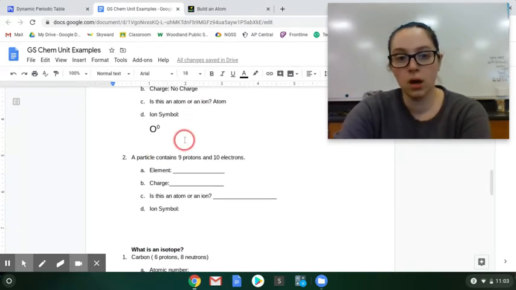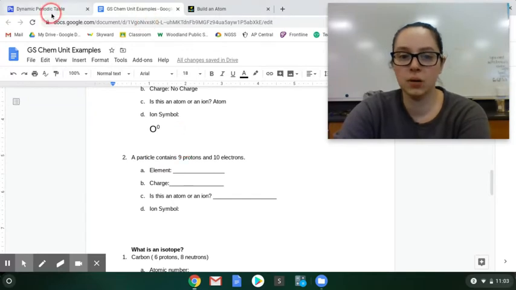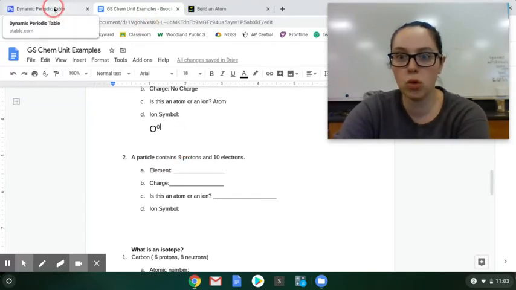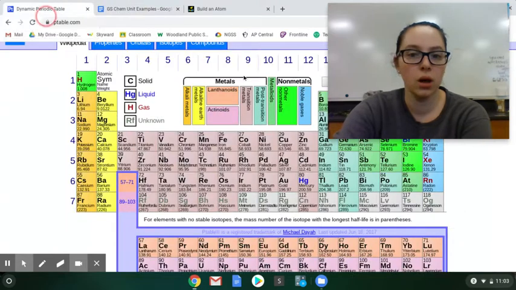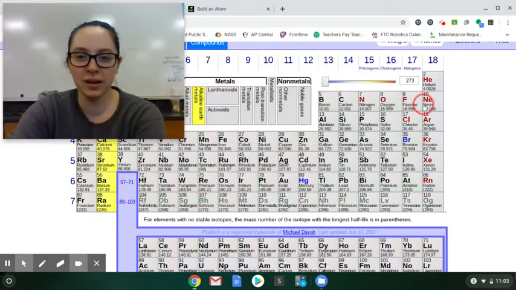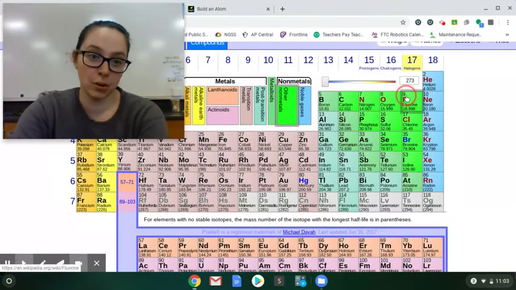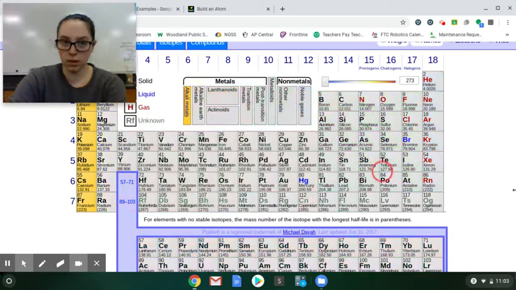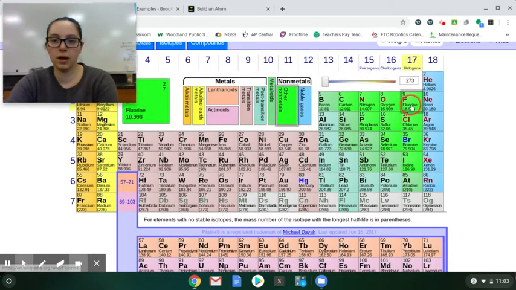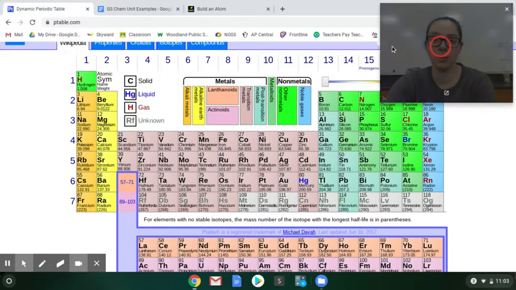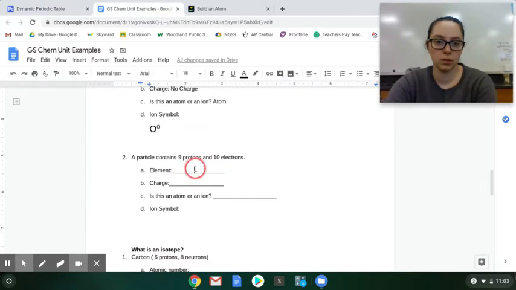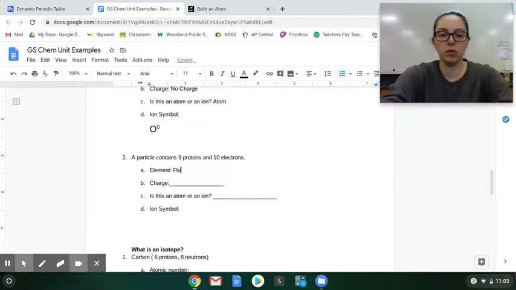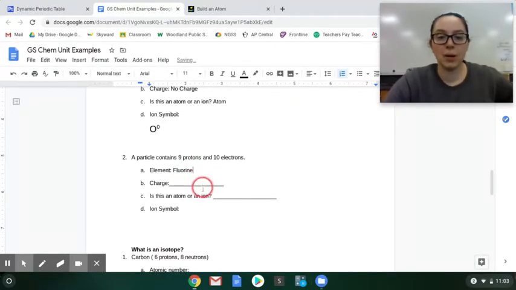A particle contains 9 protons, 10 electrons. Unequal numbers. What are we going to do? Fluorine is going to be our particle in question because it has an atomic number of 9. We know that it has 9 protons, so it has to have an atomic number of 9. So my element is fluorine. Now, what is the charge going to be?